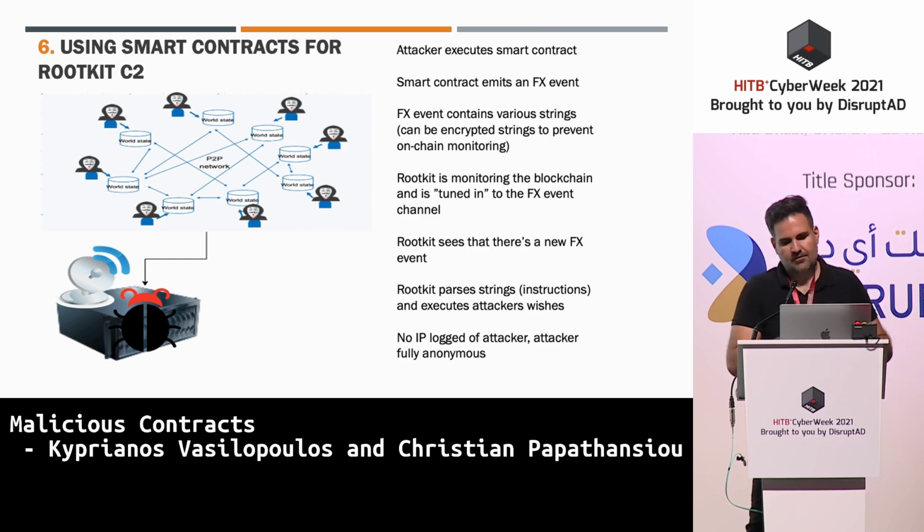So this creates a completely anonymous C2 infrastructure for rootkits, and reduces the complexity and the cost for an attacker to almost nothing. They don't have to set up shared infrastructure. They don't have to do any of that stuff anymore. All they have to do is connect their existing rootkits to this C2 infrastructure.